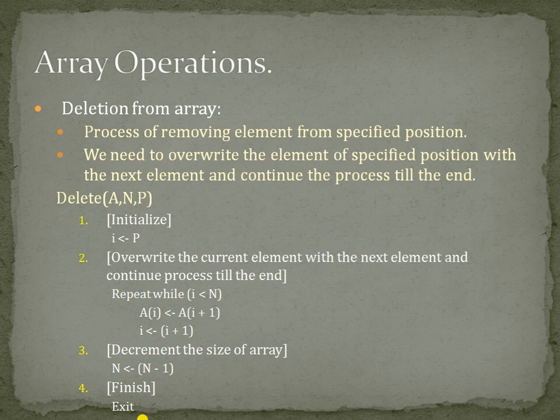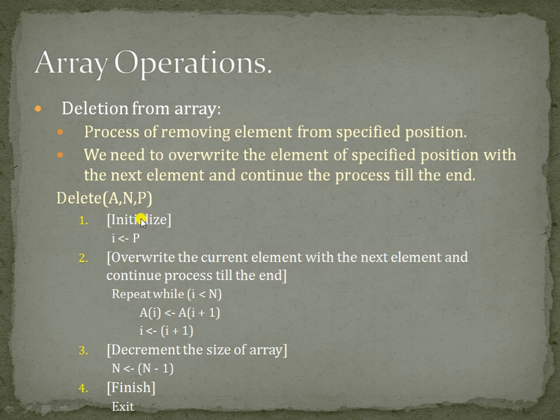Next operation is deletion from array. Now in deletion process we don't need to make additional space, but rather we need to overwrite the element from that particular position. So deletion is a process of removing element from specified position. For that we require to overwrite the element of specified position with the next element and continue the process till the end. For delete operation we require 3 parameters: array, size of array and position from where we would like to remove the element.